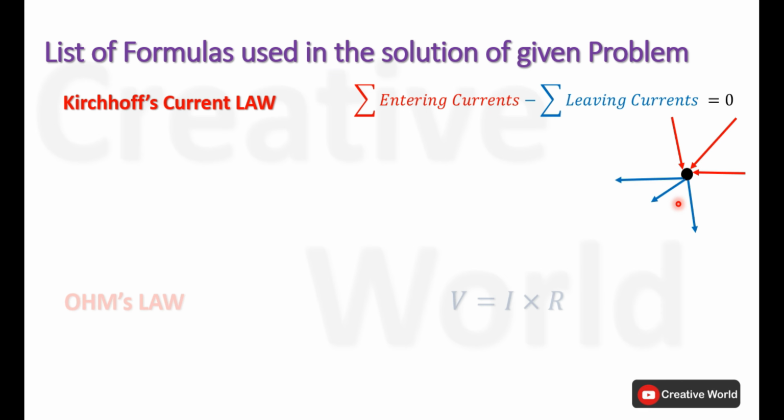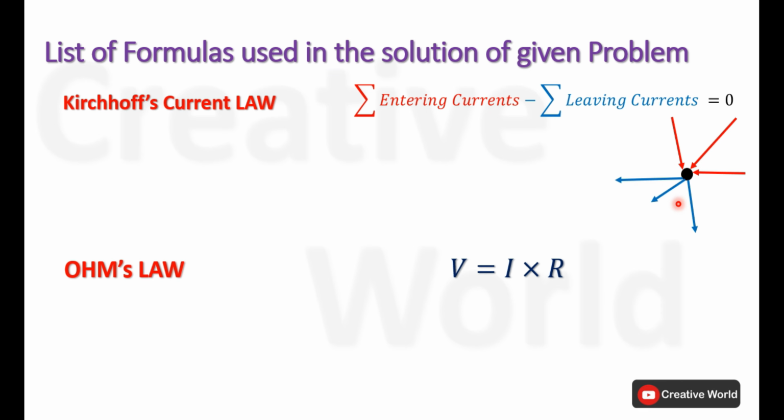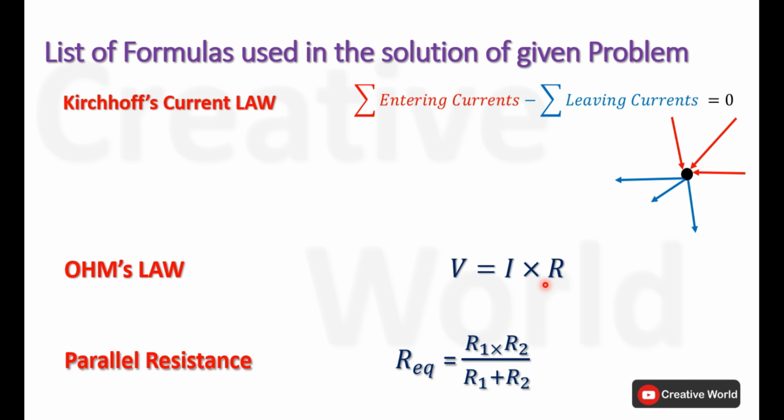We also will be using Ohm's law. According to this law, voltage across any resistance R is always equal to the product of current through that resistance and the value of resistance. Parallel equivalent resistance calculation formula will also be utilized while solving this problem. R equivalent of two parallel connected resistances is calculated by taking the product of both resistances divided by their sum.